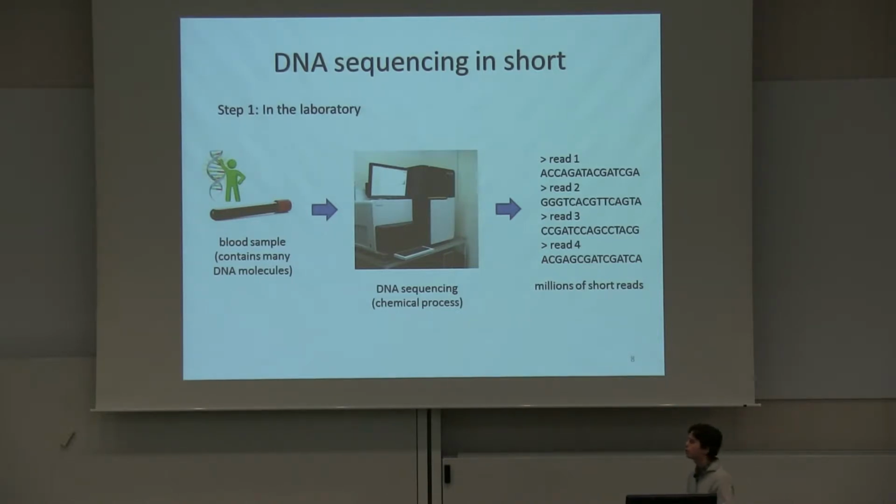A patient comes into a hospital, for instance, delivers a sample with DNA, for instance, blood, and this is being sequenced by a sequencer, and 90% of the sequencing nowadays is being done by Illumina, mostly for resequencing purposes. And what comes out of these machines is an enormous amount of short reads. So that's the wet lab step.